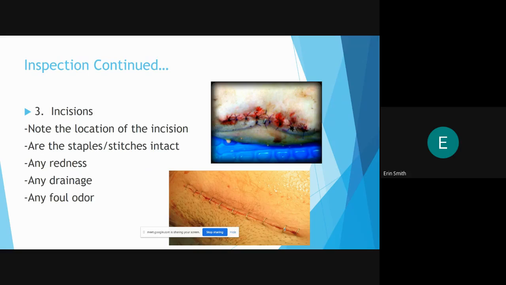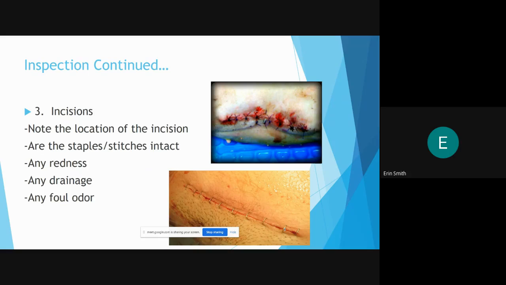And then any foul odor. So again, going along with infection. So you will typically know that very, very quickly. It's not like you have to get very close and actually try to smell incisions. You will know for sure if an incision has a foul odor. It will be very apparent. So again, that is something you'd want to bring to the attention of the nurse or the physician. And then you're supervising PT as well.